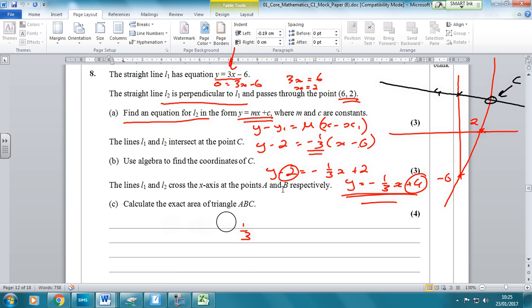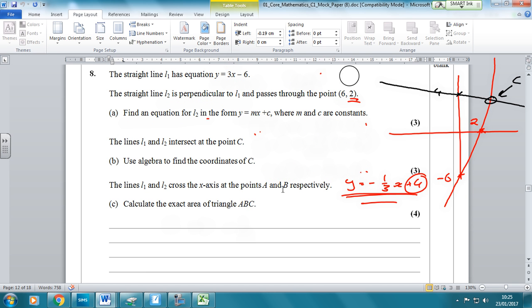To find out where two lines intersect, we need to solve them simultaneously. And we've got the two equations of a line. We've got y equals 3x minus 6, and we've got y equals minus 1/3 x plus 4. Now because they're both y equals, to solve them we just set them equal to each other. So 3x minus 6 equals minus 1/3 x plus 4.